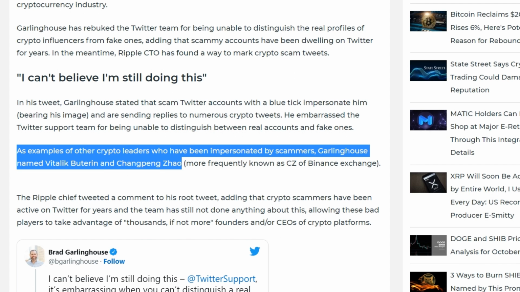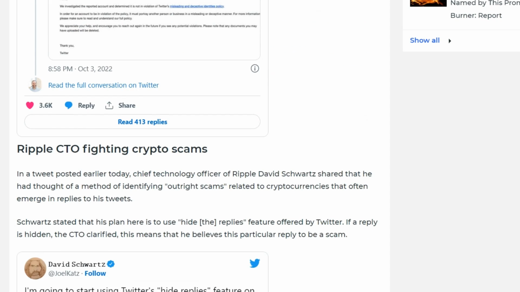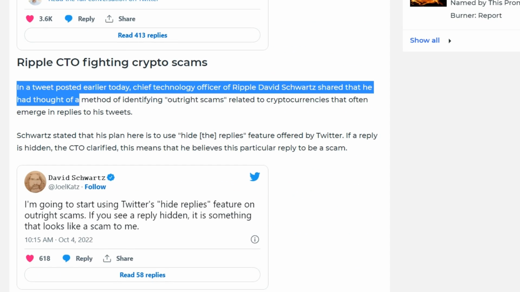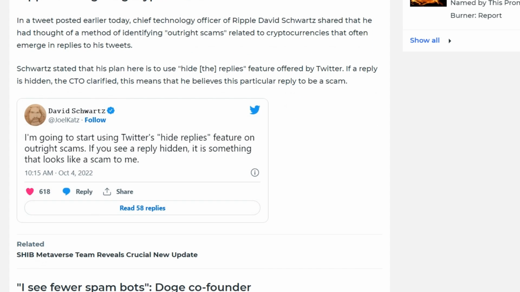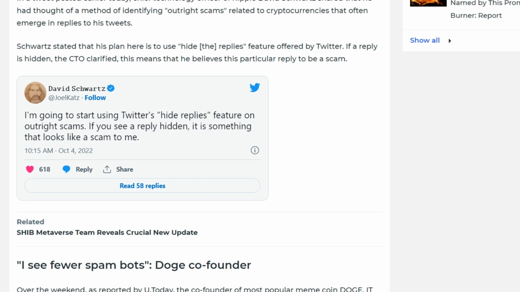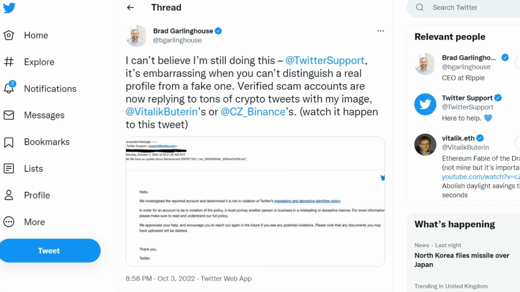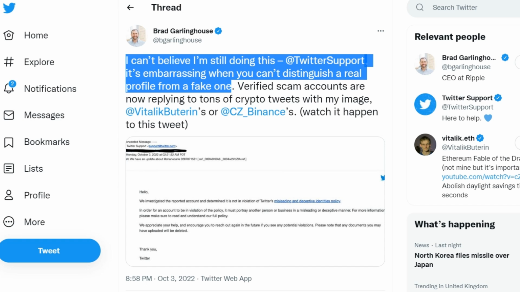These fraudulent accounts use the names of Garlinghouse, Vitalik Buterin, co-founder of Ethereum, and Changpeng Zhao, CEO of Binance, to write fraudulent cryptocurrency tweets. The CEO of Ripple is still waiting for some action, while a huge number of fraudulent accounts are using the platform. He also shared the email he received from Twitter. It mentions that a registered account does not indicate a violation of their identification policy.